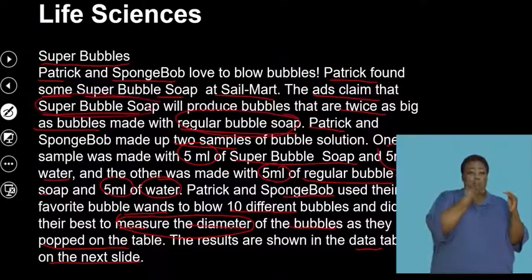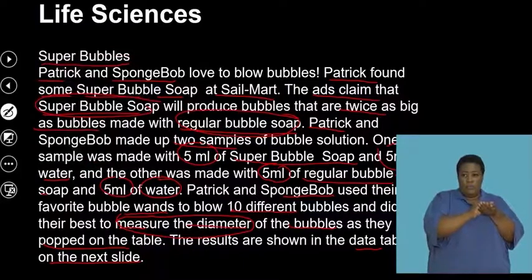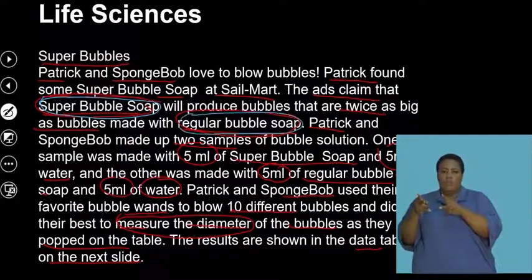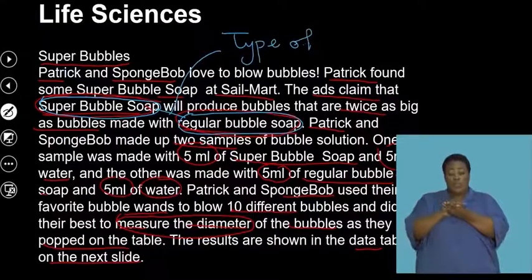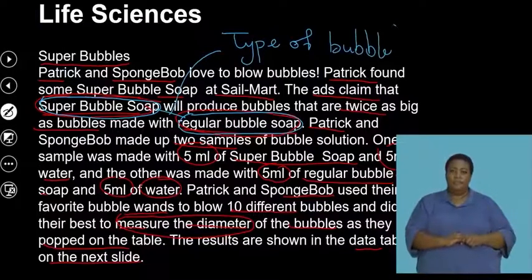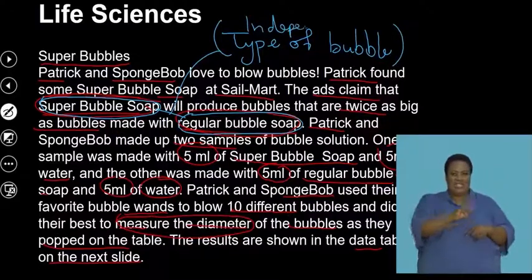So clearly, if we were to look at our soap, that's the one we're talking about, the super bubble and the regular bubble soap. The type of soap, or the type of bubble, would be the independent variable. We said that's the independent variable because that's what we're testing. Okay. So that's the independent variable.